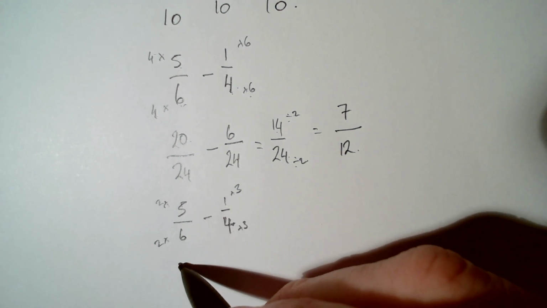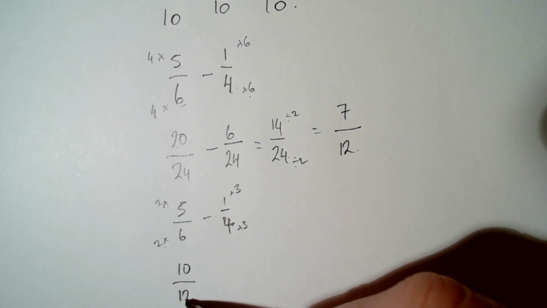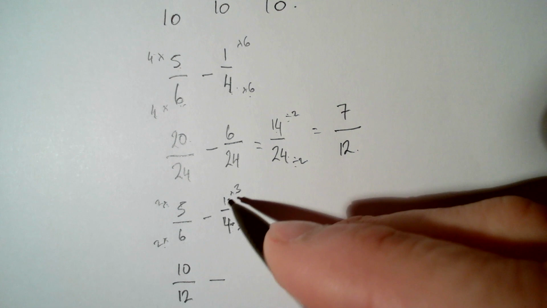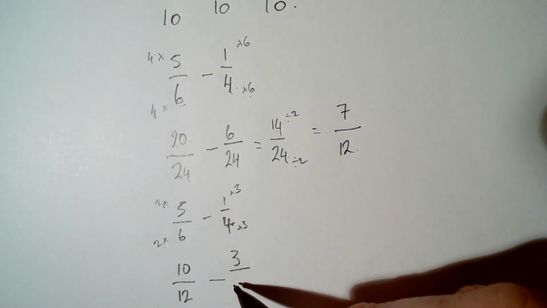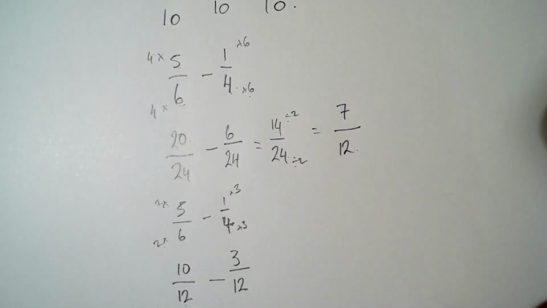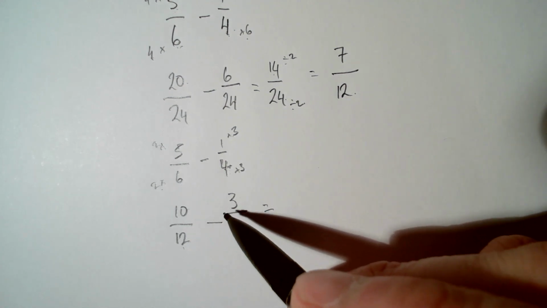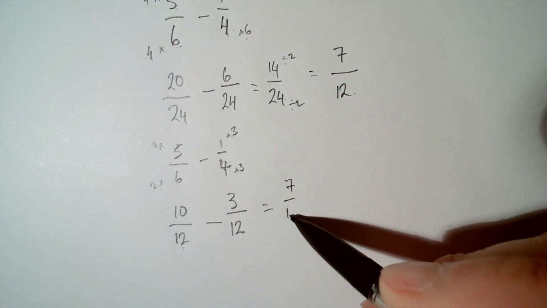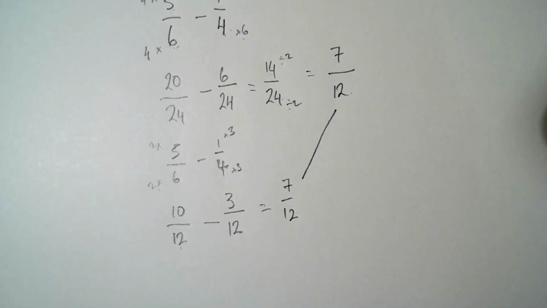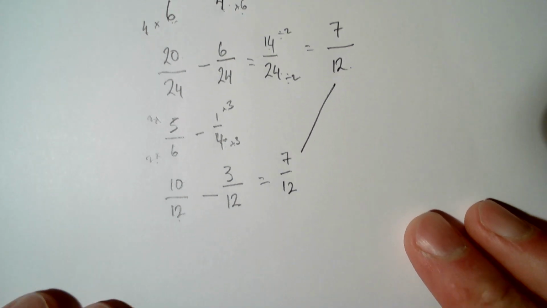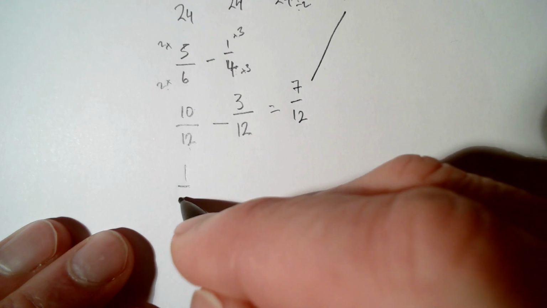2 times 5 is 10, and 2 times 6 is 12. Minus 3 times 1 is 3, and 3 times 4 is 12. Now our denominators are the same, and we can subtract the numerators as before. 10 minus 3 is 7 over 12. So as you can see, we get the same answer, and both methods are perfectly okay.